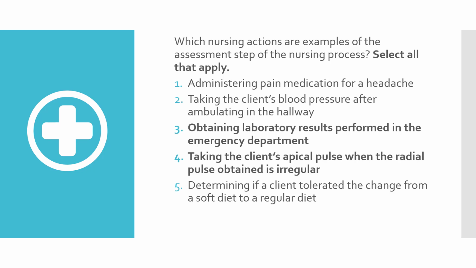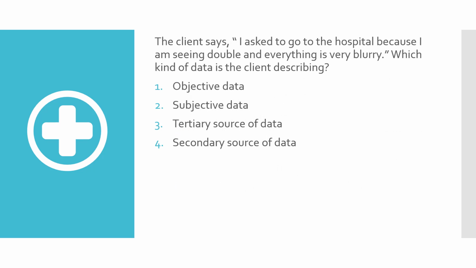Let's take a look at our next question. The client says, "I asked to go to the hospital because I am seeing double and everything is very blurry." Which kind of data is the client describing? Number 1, objective data. Number 2, subjective data. Number 3, tertiary source of data. Or number 4, secondary source of data.